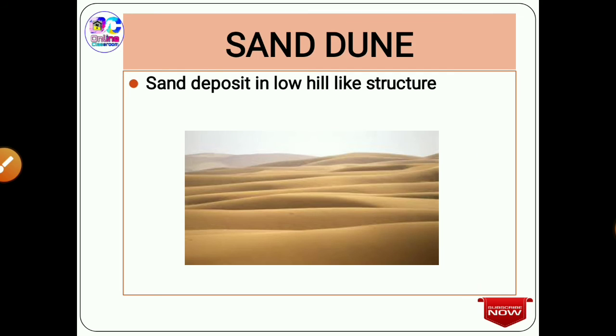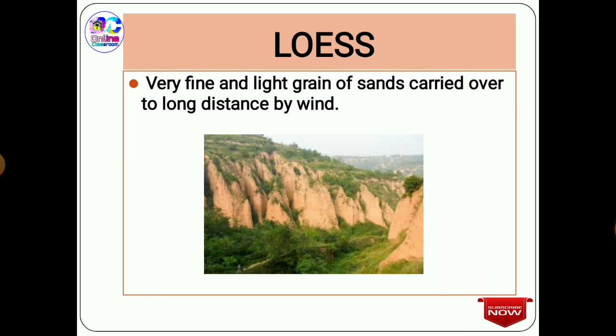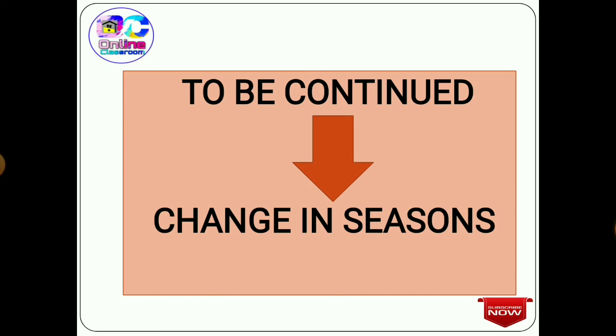The next we have the sand deposits and the low hill-like structures known as sand dunes. The third feature is loess. Loess is the very fine and light grains of sand that have been carried over a longer distance by the wind. Now the next we are going to talk about the changes in the seasons, and in this we have learned about the landforms, that's a brush up. Landforms formed by the coastal waters, glaciers, and also the wind.